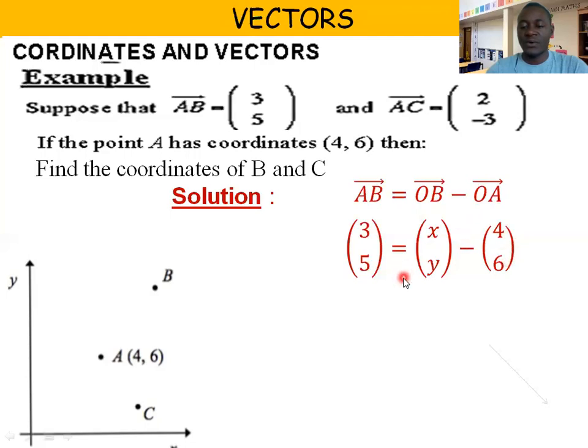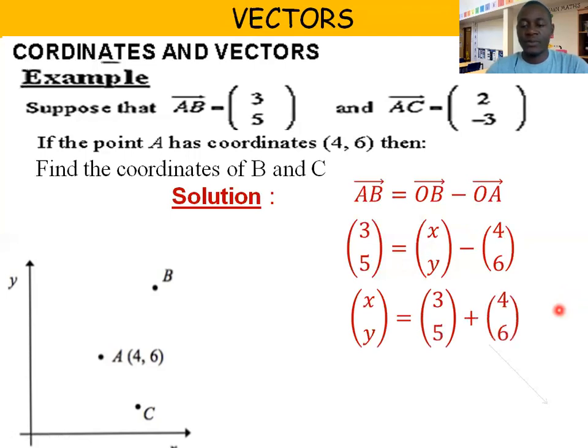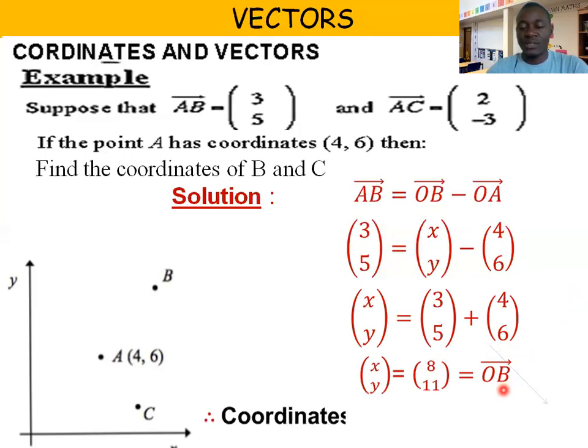So if I move this to the other side, I'm going to have my (x, y) as (3 plus 4, 5 plus 6) in the column form, and then my (x, y) will be the column vector (8, 11). Of course, that will stand as my position vector OB. If I have the position vector OB, I can easily write the coordinate of the point B. Remember, we talked about that in the very beginning of the lesson, so the coordinates of the point B are (8, 11). So our point B here has coordinates (8, 11).